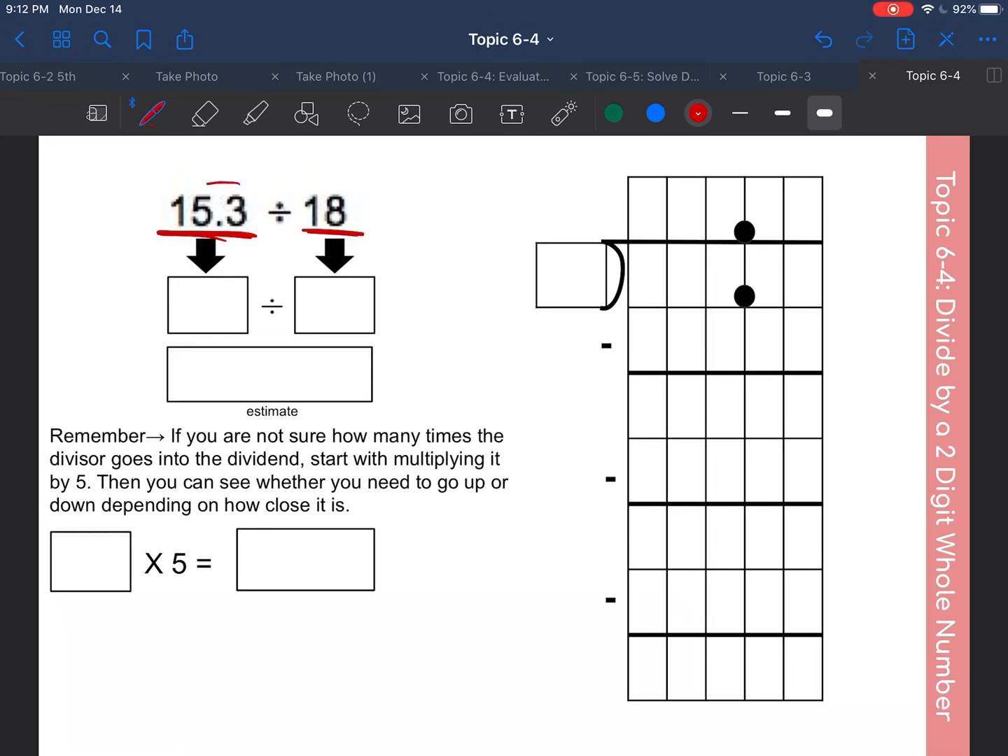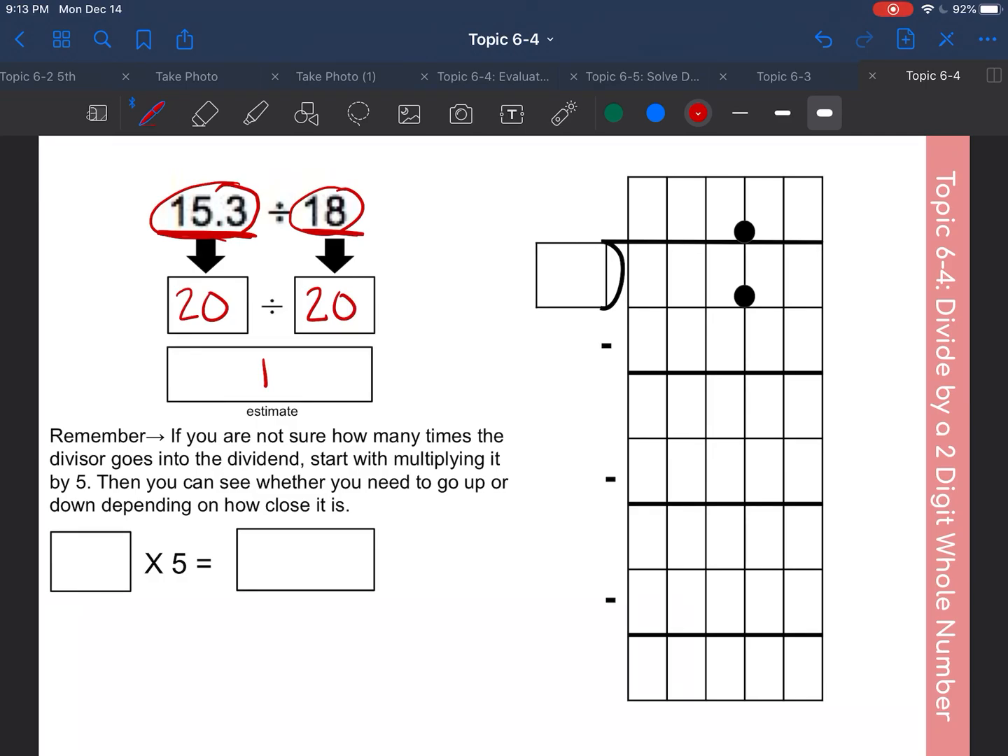Think about it. If you had 15 pieces of candy and you're dividing the candy between 18 friends, each friend is going to get less than one piece of candy. So our answer is going to be tiny. So we can make this number a 20. We can make this number maybe a 20 as well. 20 divided by 20 is 1. So our answer is going to be very, very tiny.